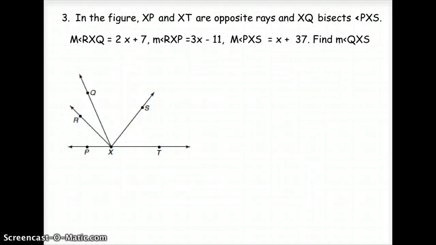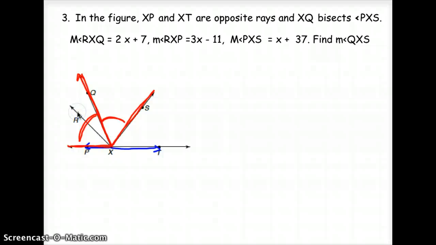It says in the figure, XP and XT are opposite rays, so I know I have 180 degrees. XQ, here's XQ. It bisects PSX. And do you guys see how I'm taking my pencil and I'm outlining the angles? That helps me as a visual learner. This is bisecting. So this angle here and that angle there are equal.